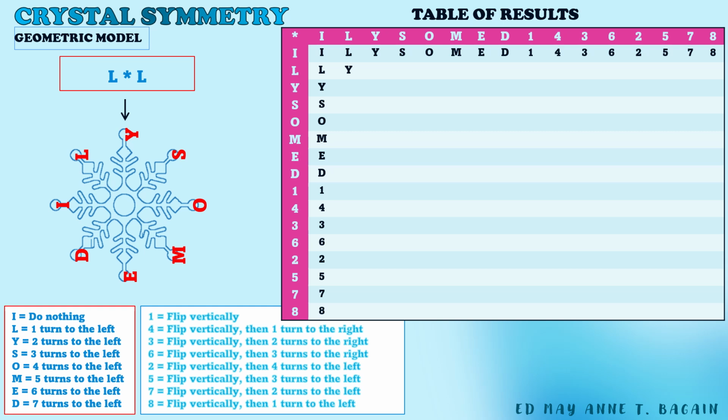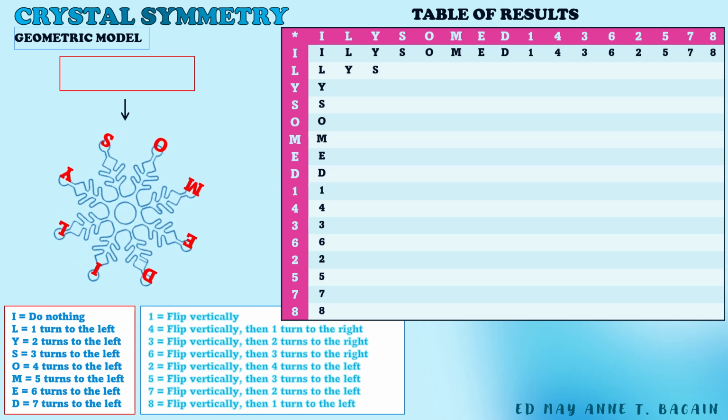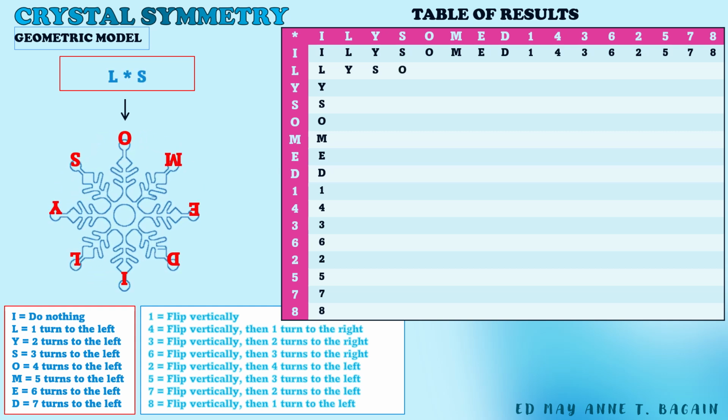And then if we will be doing the L star Y, we will have S, because if we're looking at L and then we will be doing the Y, two turns to the left. So from L, one, two. That's why we have S. The same with the L star S, it's O because from L, we'll be looking at L and then moving three turns to the left, one, two, and then three. And so on.